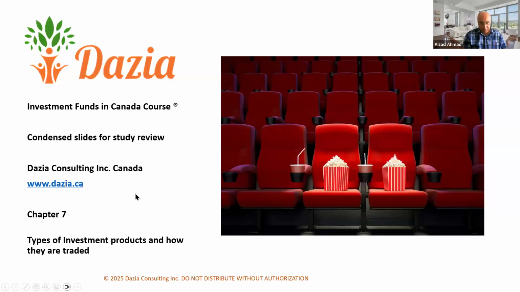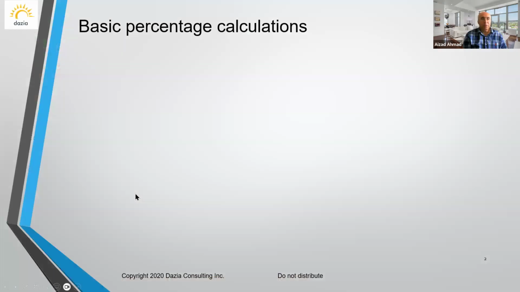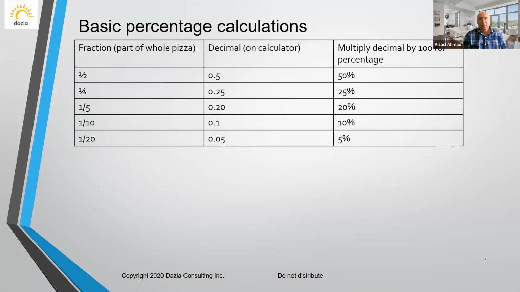So, in this chapter, we are going to cover the various types of investments which are in Canada. So first of all, before we understand that, you really do need to know percentages because without percentages, you cannot really do any calculations in this course. So please keep in mind this may be grade 3 or 4 calculations, but some people still need a reminder.